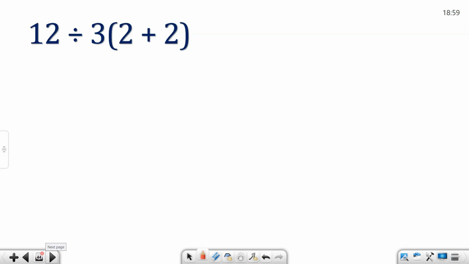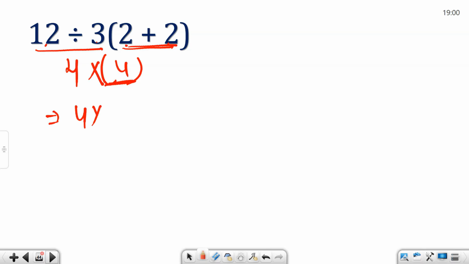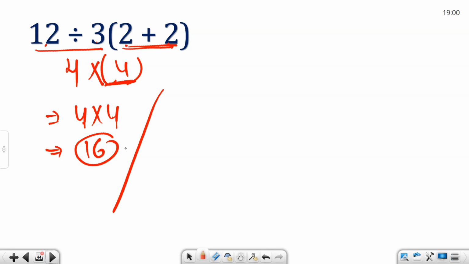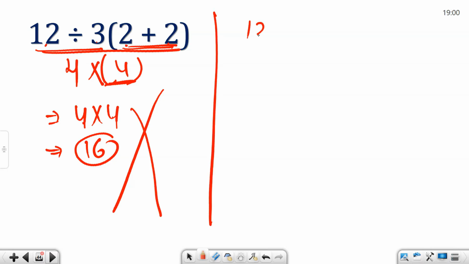Hello, friends. These days, the question is 12 divided by (2 plus 2). So first, 12 divided by 3. Wait, in the bracket, it's 2 plus 2, so that's 4. Now, when we remove the bracket, we use multiplication, so it's 4 times 4. Now, 4 times 4 is 16. This is the answer, but this is the long answer.